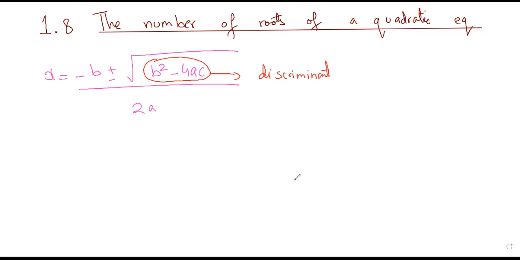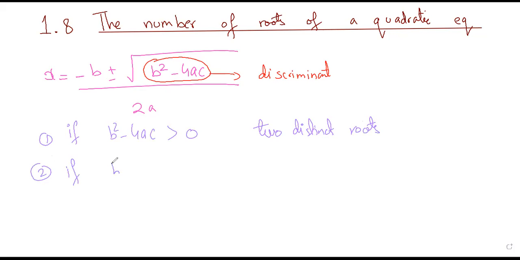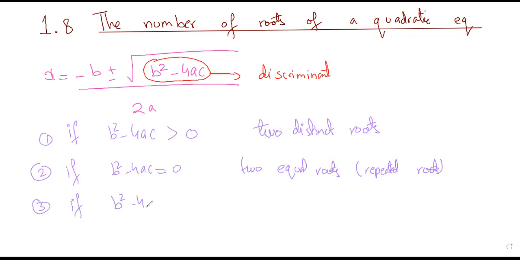And we have 3 cases. Let's write those down and then we are good. If b squared minus 4ac is greater than 0, you would get 2 distinct roots. 2 distinct roots means 2 different roots, okay? If the discriminant is equal to 0, we will get 2 equal roots. We also write it as repeated roots. And the third one is if the discriminant is less than 0, then we get no real solution.